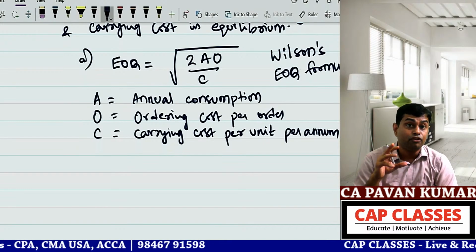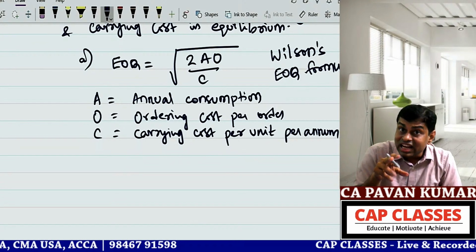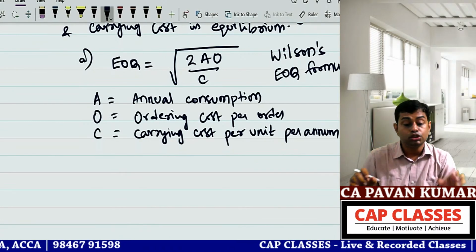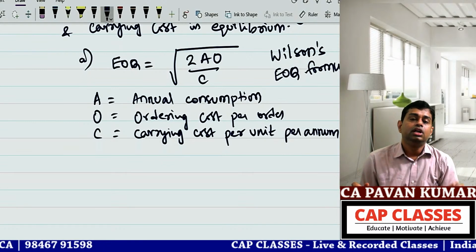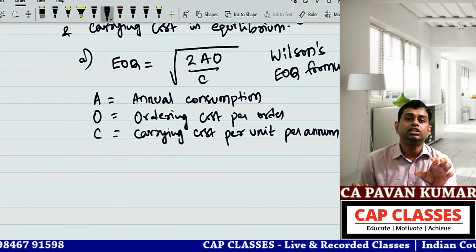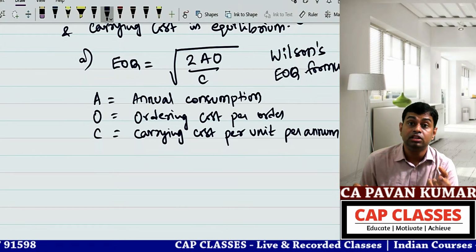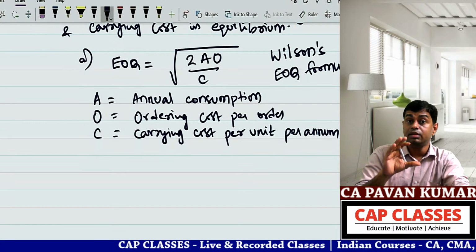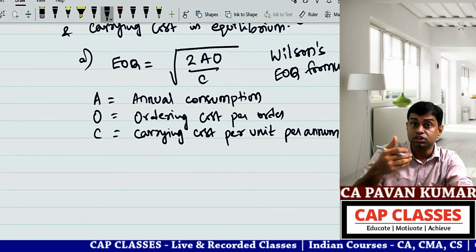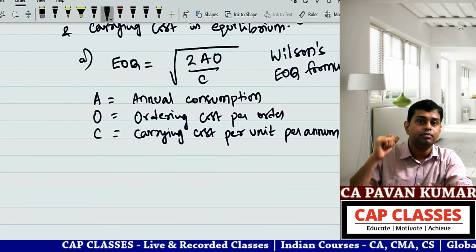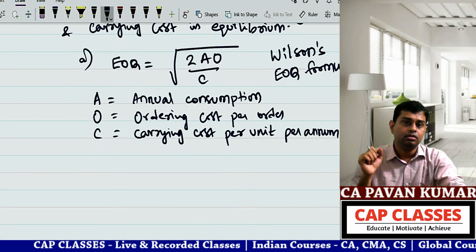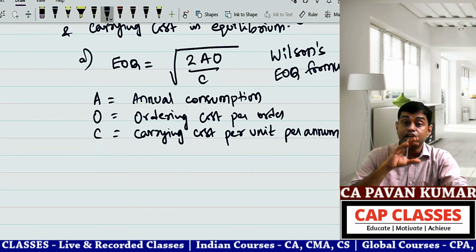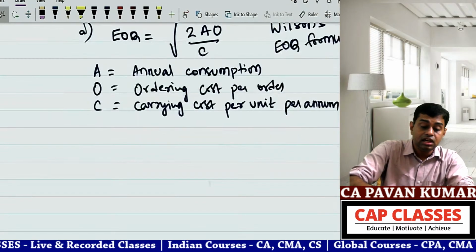Sometimes you should be very careful. They will give you monthly consumption or quarterly consumption, but in the formula you need annual consumption, so you need to convert it. In a factory, 10,000 kgs of raw material is consumed every month, so annual consumption will be 10,000 into 12. X Limited uses 25,000 kgs of chemical A per quarter, so 25,000 kgs into 4, 1 lakh is the annual consumption. Like that you need to calculate annual consumptions. This is EOQ.